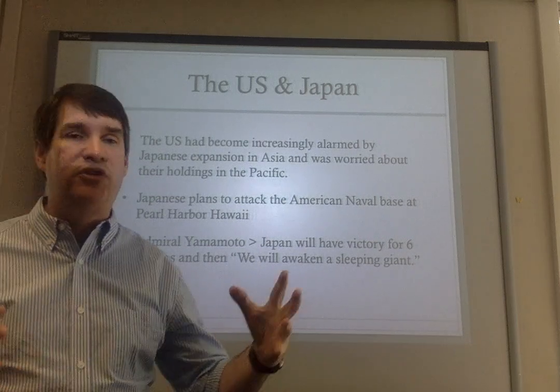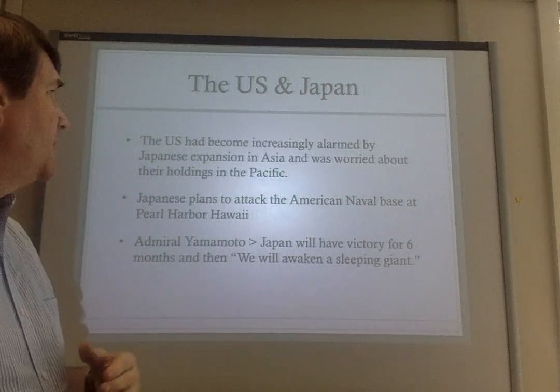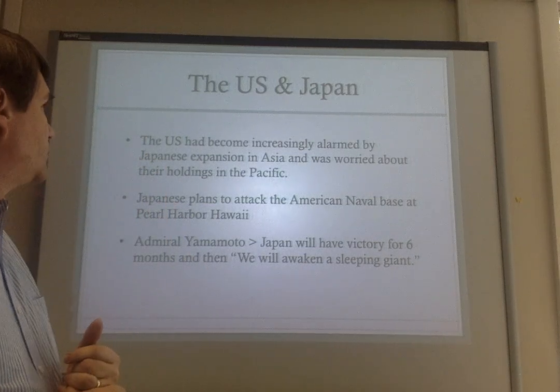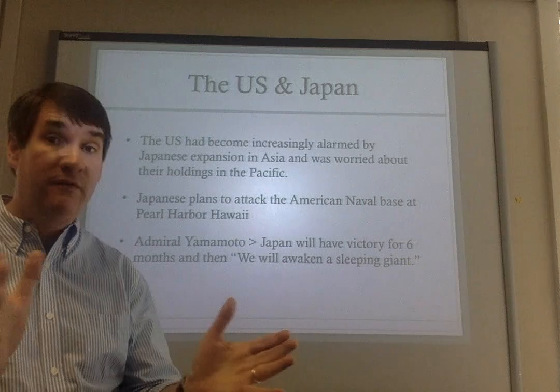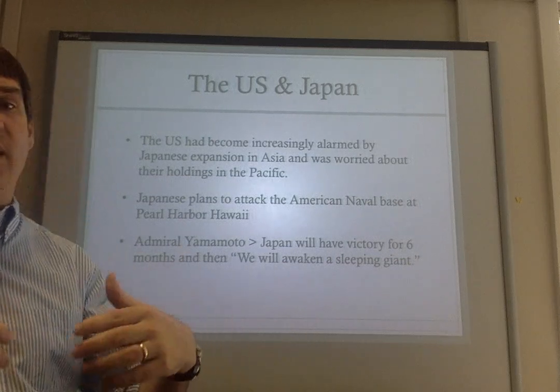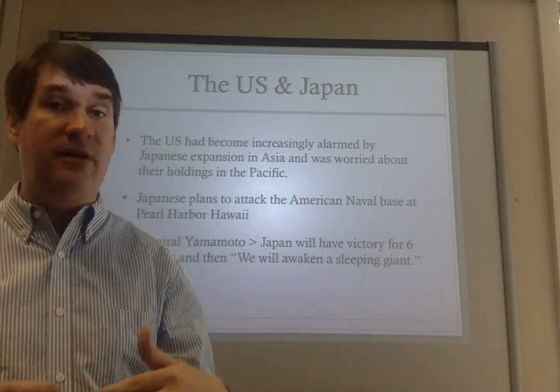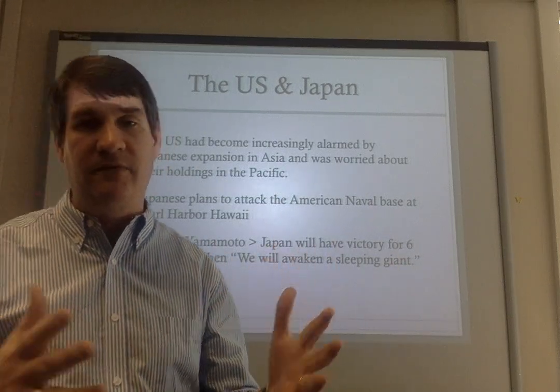The U.S., to sum up a large chunk of history here, has become increasingly alarmed by Japanese expansion in Asia and was worried about their holdings in the Pacific. Now, we covered this in class, the idea of the Japanese annexation of Korea, and then their movement up into Manchuria, and then their invasion of China proper, right? They've been moving down, and we talked about the rape of Nanking.